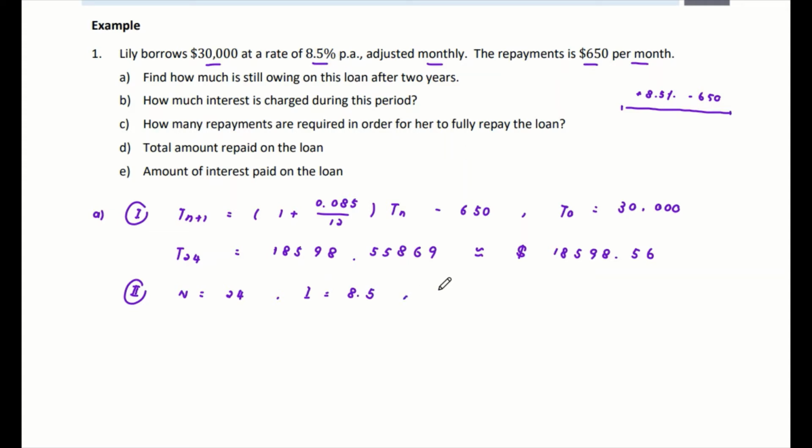Sorry, I should start with my PV first. So the present value, how much I borrow. The money is now with me, so it's going to be positive because I borrow the money and it is given to me. So 30,000. So PMT here is equal to negative 650 because I'm giving this money to the bank. And then PPY and CPY in this case are both 12 because it's compounded and the payment is made monthly as well. So in this case, we are finding our FV.